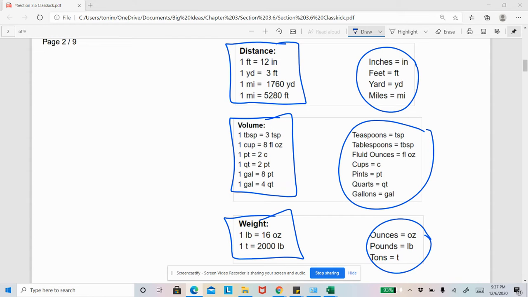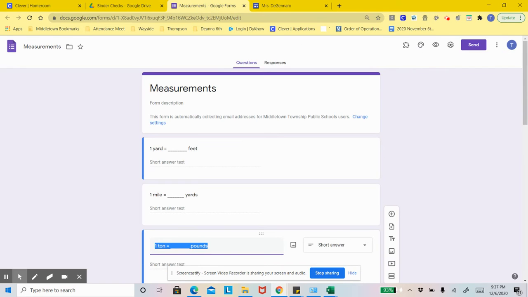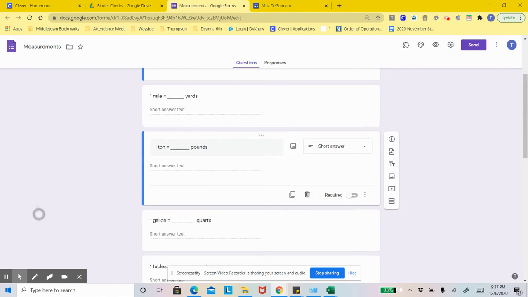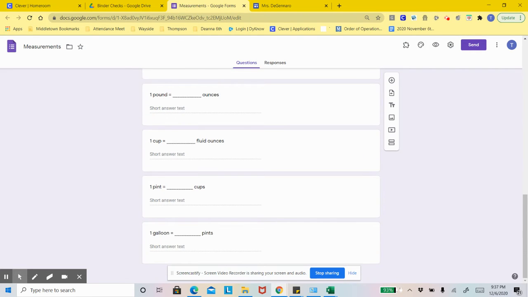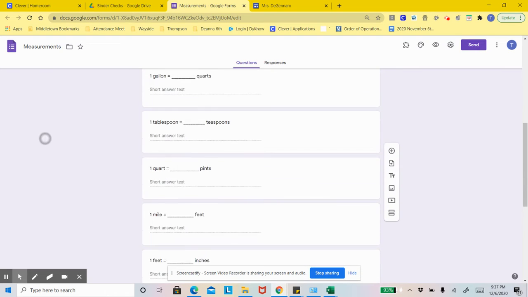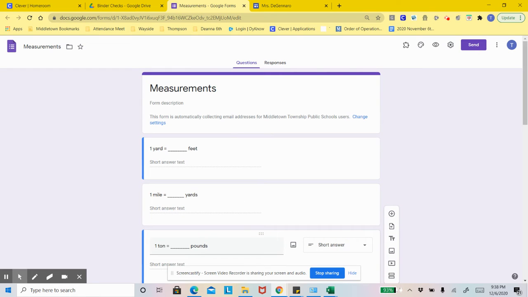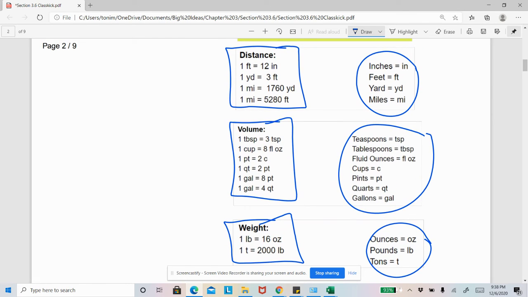If I can show you. Nope, not there. Yes, they're here. All right, you'll have a quiz similar to this, where I'll ask you 1 yard equals how many feet, 1 mile equals how many yards, and it's exactly what I just showed you, with a blank answer looking for it, and that's it. There's 12 of them that you do need to start practicing.